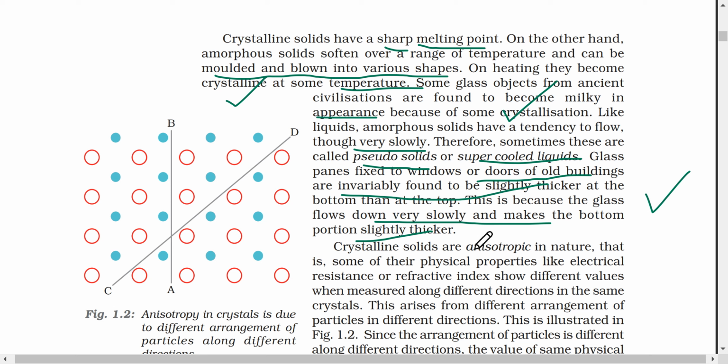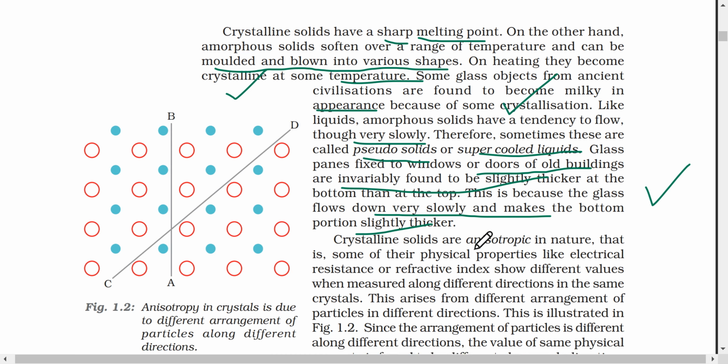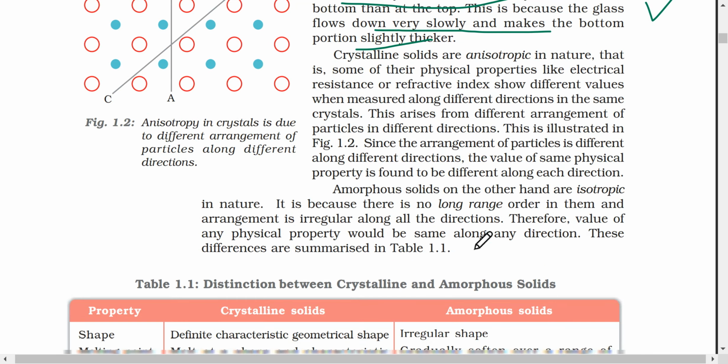It'll try to mimic the liquid and it'll try to flow. The bottom one will be slightly thicker.